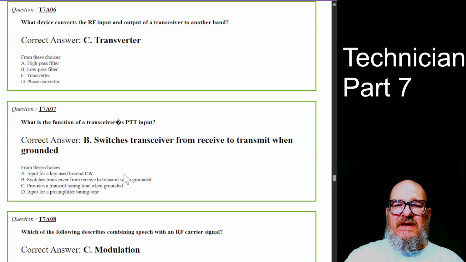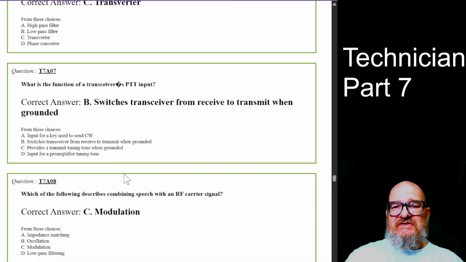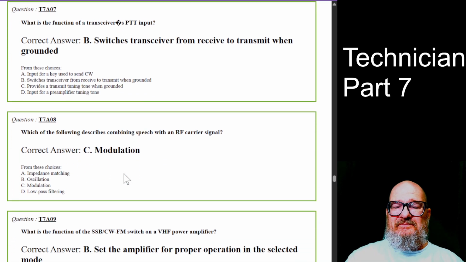Question 6. What device converts the RF input and output of a transceiver to another band? And that is called a transverter. Now I'm really sorry there's not many visuals for this. They're just things that you have to memorize.